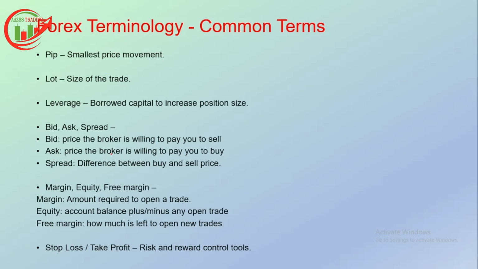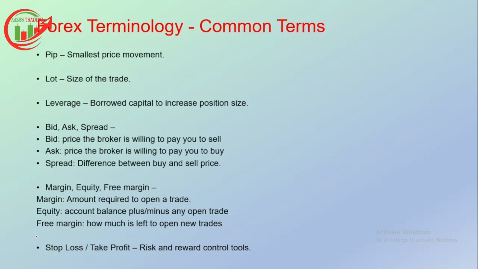The next one here is bid, ask, and spread price. The bid price is the price the broker is willing to pay you to sell. The ask price is the price the broker is willing to pay you to buy. The difference between the bid and ask price is the spread. Don't get that wrong.